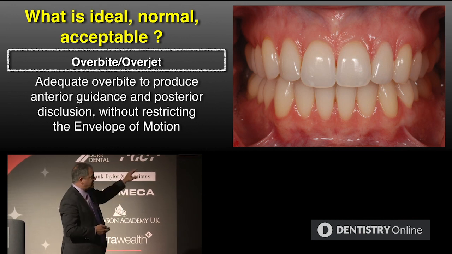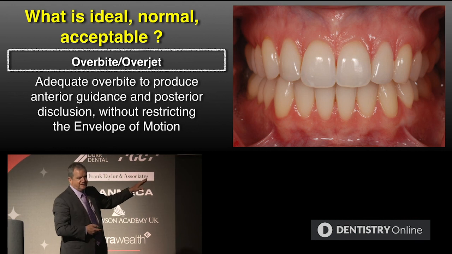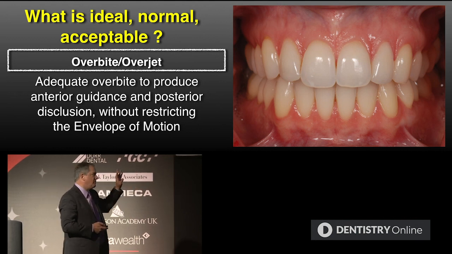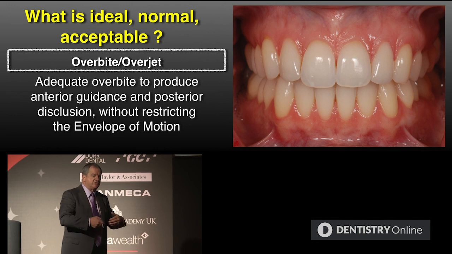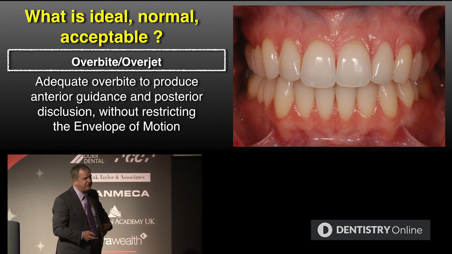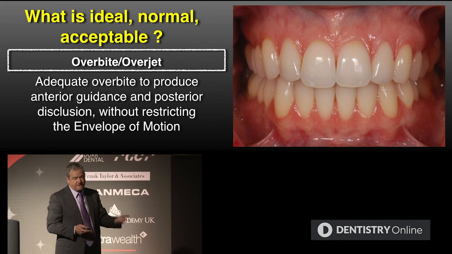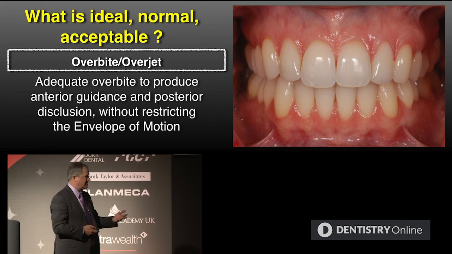But we don't want so much overbite that the anterior teeth are in the way. So we talk about things like saying if we have too much overbite, we restrict the envelope of motion or the envelope of function. Different people use different language around it. But basically, we want a certain amount of overbite to provide for an anterior protected occlusion in most patients.